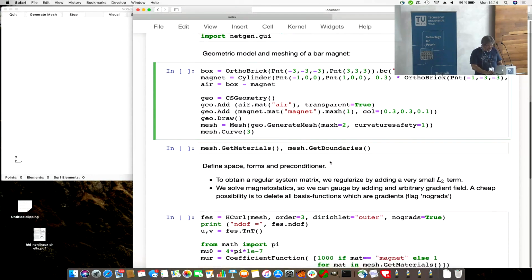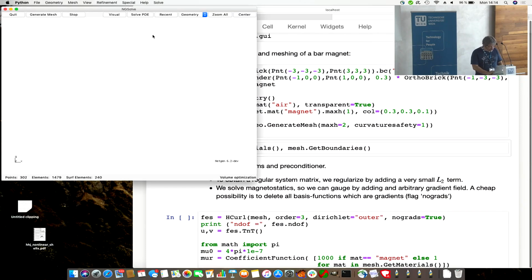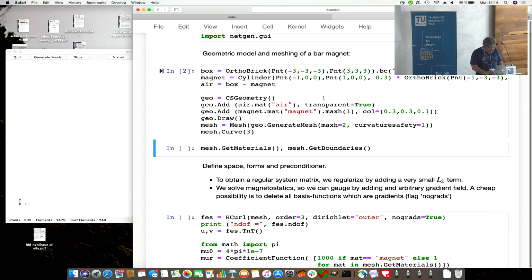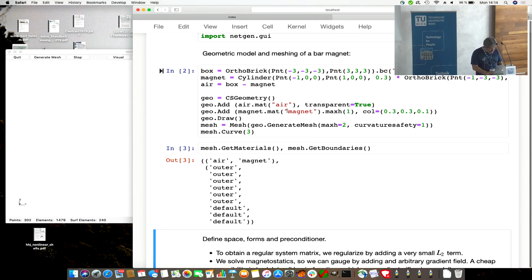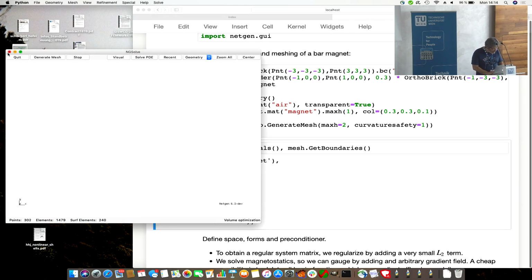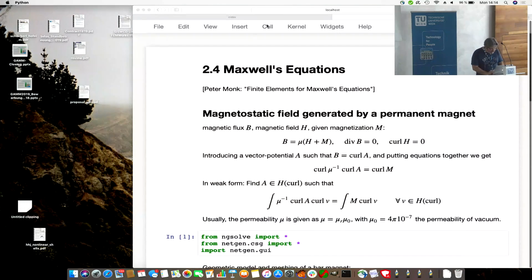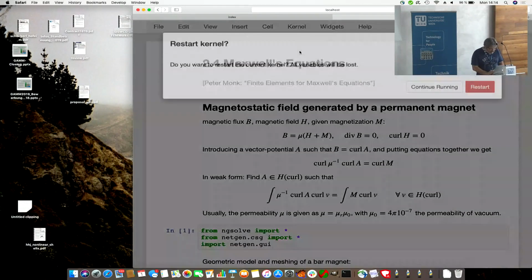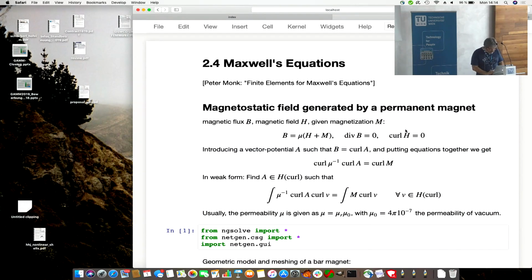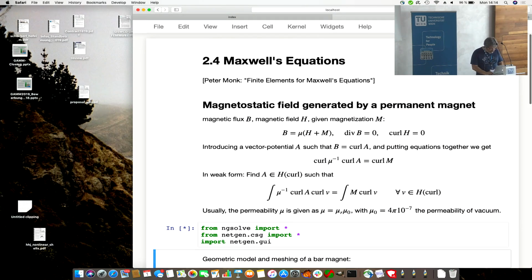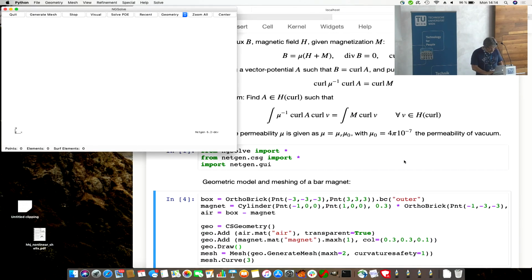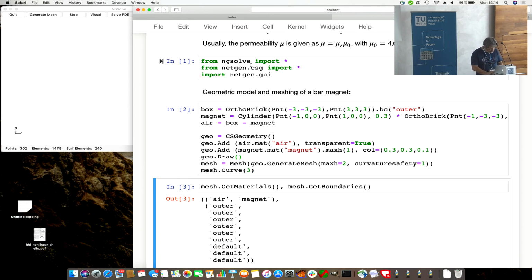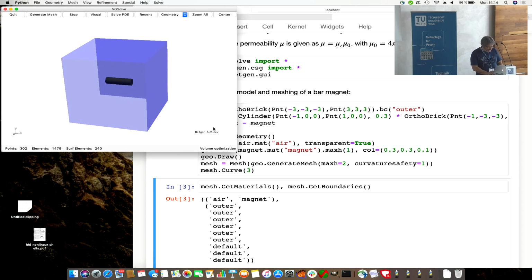Okay, here we model a 3D geometry. Let's have a look on it. Nope. Why don't we see anything? Okay, sorry, let me restart. Yeah, now we see it.